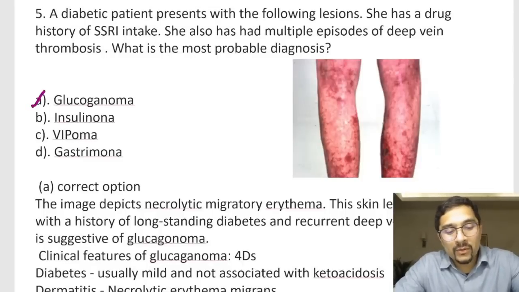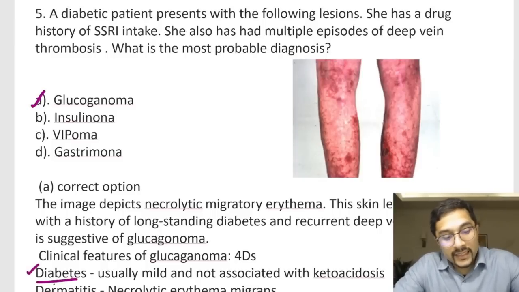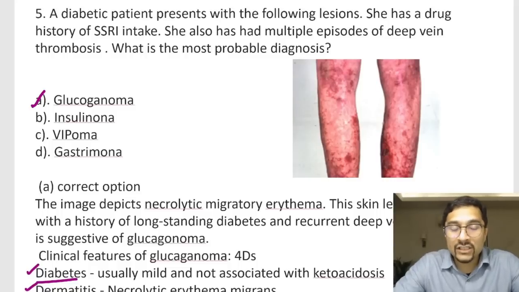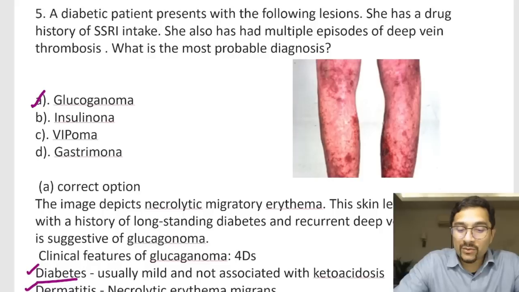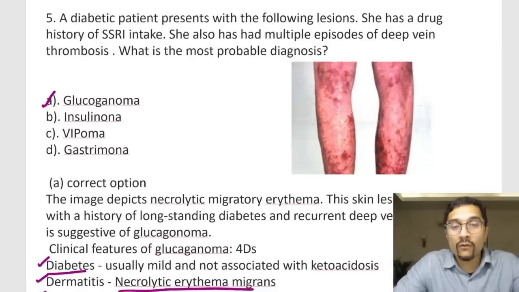In glucagonoma, you can get a necrolytic migratory rash, right? You can get diabetes, right? Diabetes, dermatitis, which is a necrolytic migratory rash, which you can see. There can be deep vein thrombosis or migratory thrombophlebitis, and there can be depression, which is why the patient was on SSRIs. And these four signs are classical of a glucagonoma.